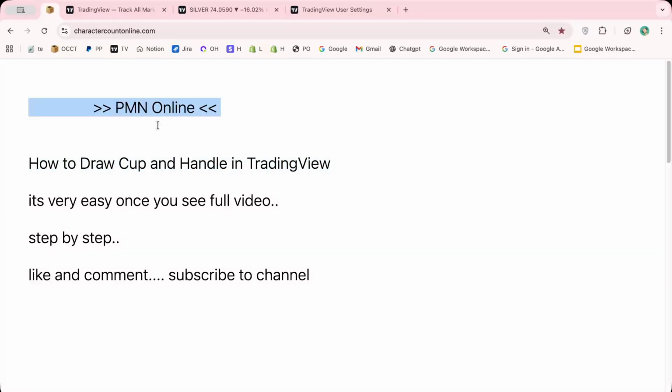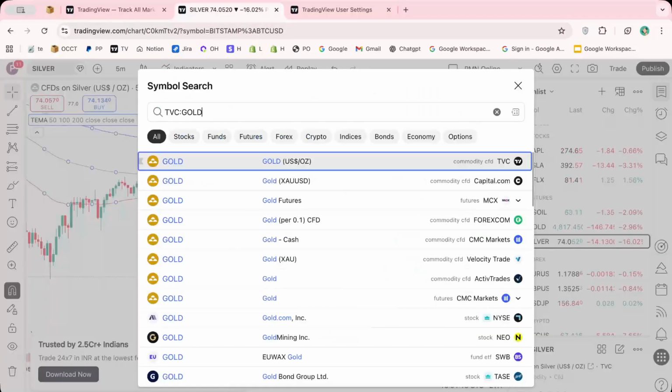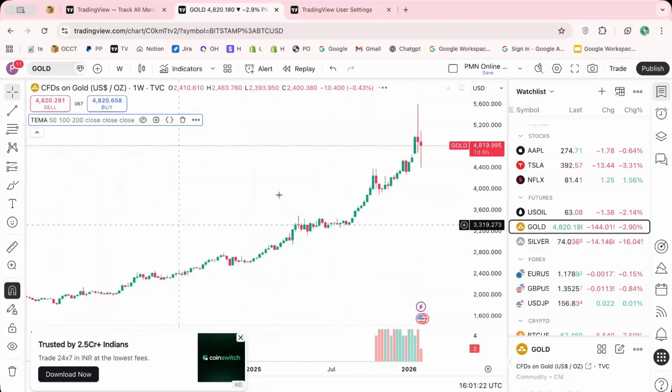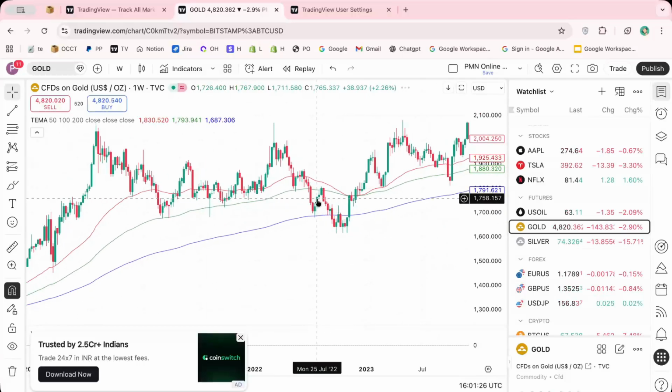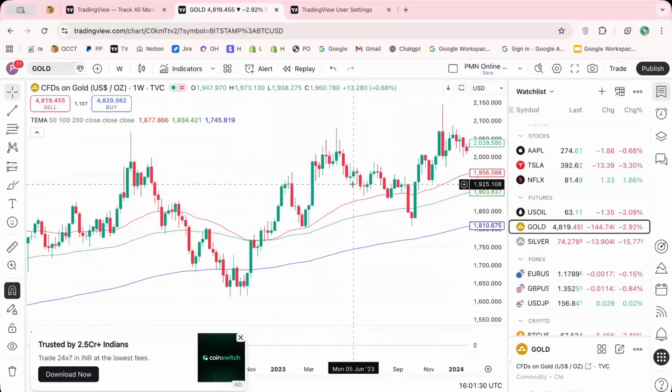In this video, we are going to cover how to draw cup and handle in TradingView. This tutorial is perfect for anyone looking to understand and apply the cup and handle formation in their trading strategy. It's a well-known chart pattern that suggests a potential bullish continuation, meaning it could signal an upward trend in the market. Let's jump into the details so you can confidently identify and draw this pattern yourself.